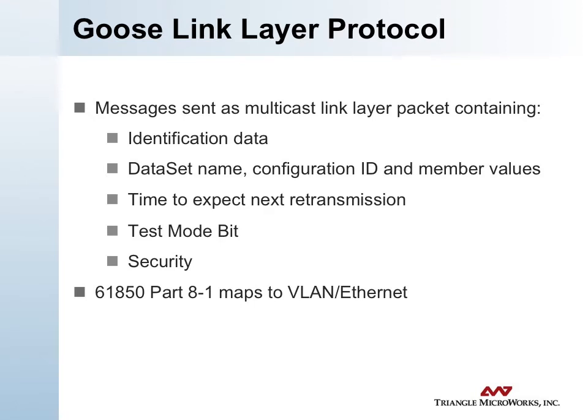61850 Part 8.1, which is the only current implementation of Goose, the only SCSM that builds out Goose, uses VLAN over Ethernet. So that allows us to run over the Ethernet but still maintain another level of reliability, because you can basically reserve the bandwidth in the routers and make it higher priority.